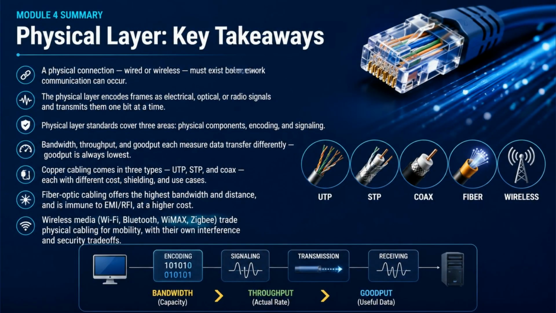Recap each bullet as the close. Physical connection is required before any communication. The physical layer encodes frames into signals sent bit by bit. 3 standard areas: components, encoding, and signaling. Bandwidth versus throughput versus goodput. The 3 copper types. Fiber's bandwidth, distance, and EMI advantages at higher cost. And wireless trading cabling for mobility, with its own trade-offs.